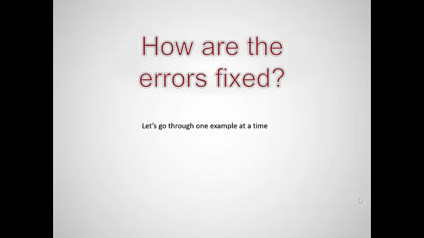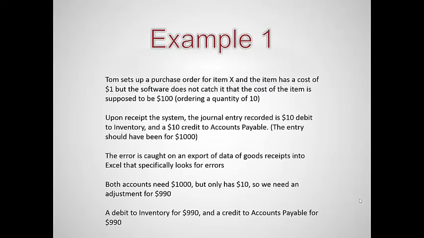Let's go through a couple of examples one at a time. One is we have a purchase order set up with an item that has a cost of $1, but the cost actually should have been $1,000, and the purchase order is for a quantity of 10. If that pricing error is not caught before the items are received, then upon receipt, a journal entry is going to be recorded, generally automatically in most software systems today, where $10 is recorded as a debit to inventory and $10 is recorded as a credit to accounts payable. However, this entry should have been for $1,000 to both accounts.